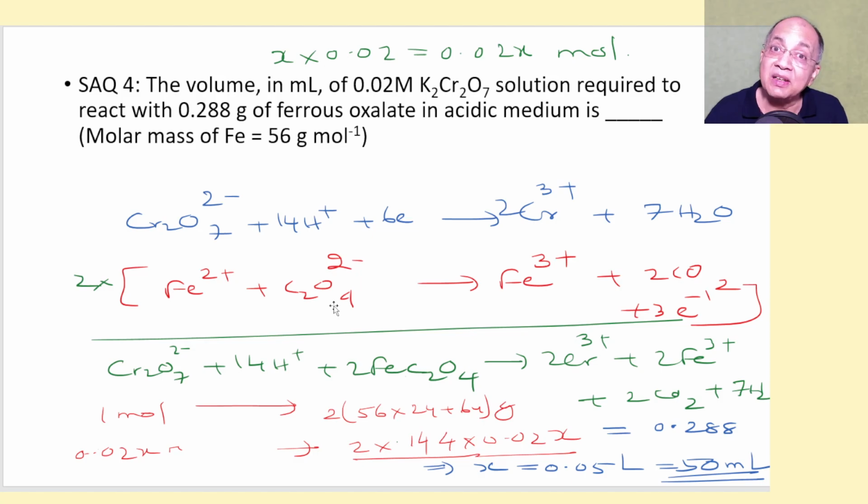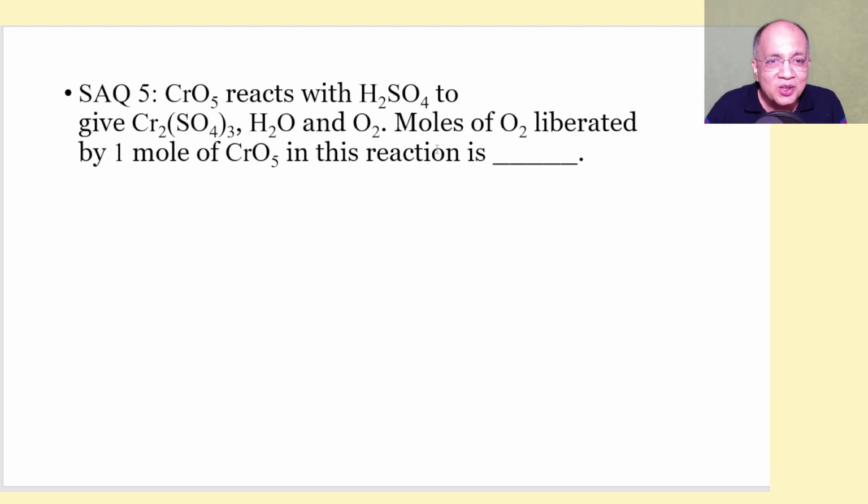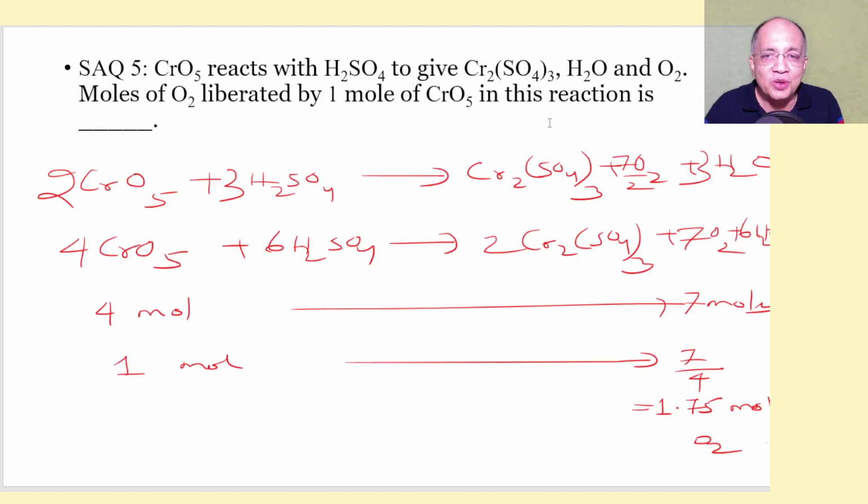So that is a spectator. Only take Fe2+. But if it is ferrous oxalate, you have to take both ferrous and oxalate, so that the number of electrons involved will be different. So you have to find out. So there are so many interesting problems which you can understand.